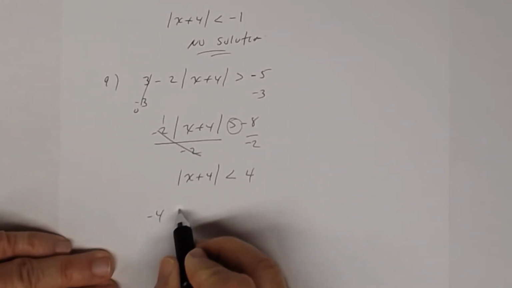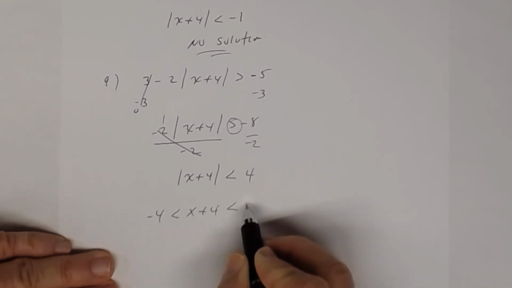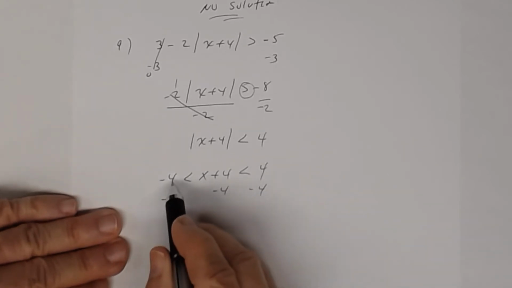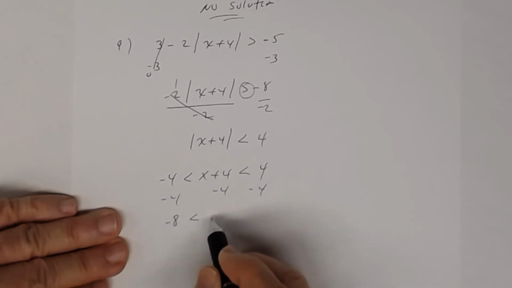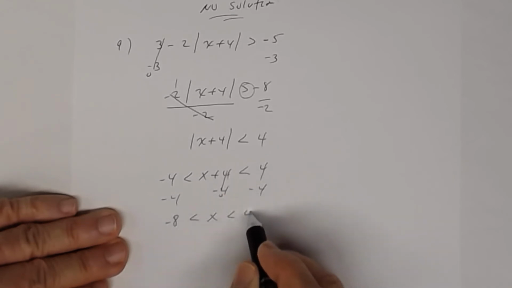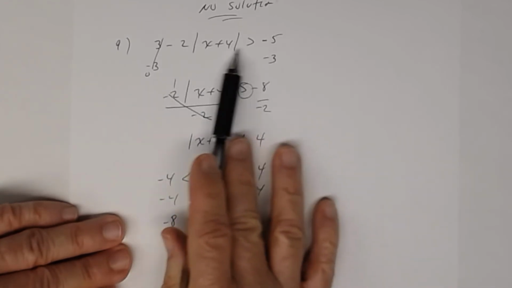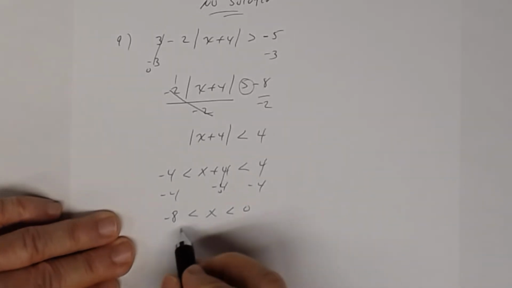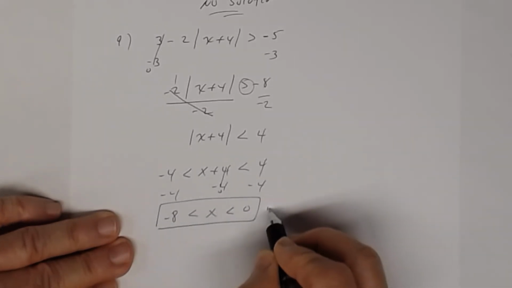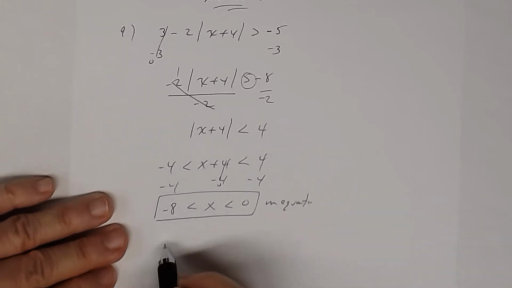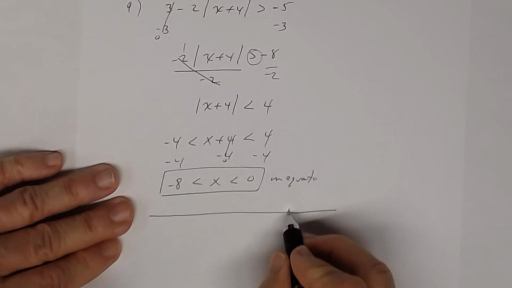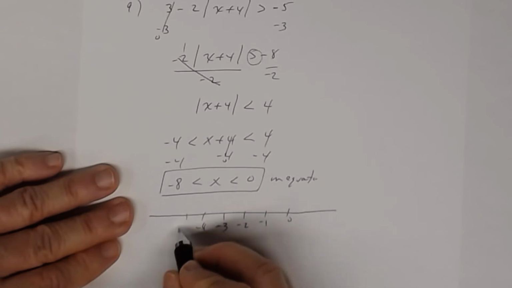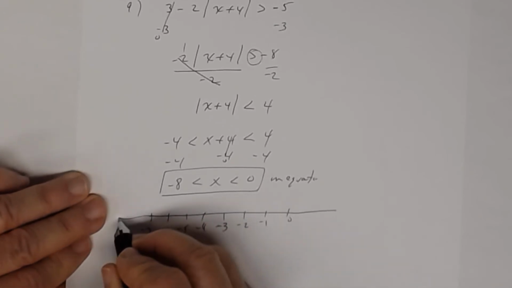Okay, so let's go ahead and remember that's a less than, so that's that compound statement. So you're going to say negative 4 is less than x plus 4 is less than 4, right? So let's subtract 4 from all parts, and you get negative 4 minus 4, which is negative 8, is less than x. And 4 minus 4 is 0, so x is less than 0. So your solutions to this original absolute value inequality would be any number between negative 8 and 0. So there's your inequality. In terms of a graph, so here's 0, negative 1, 2, 3, 4, 5, 6, 7, 8.